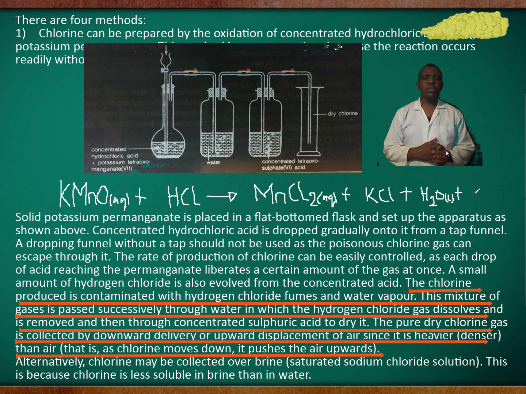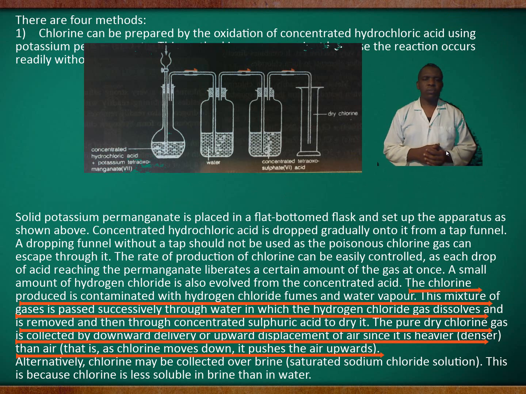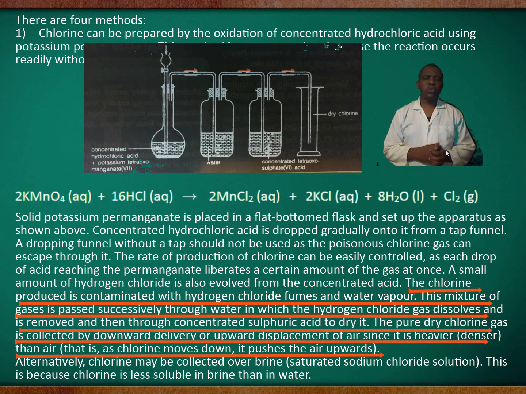The chlorine produced is contaminated with hydrogen chloride fumes and water vapor. This mixture of gases is passed successively through water, in which the hydrogen chloride gas dissolves and is removed, and then through concentrated sulphuric acid to dry it. The pure dry chlorine gas is collected by downward delivery or upward displacement of air, since it is denser than air.